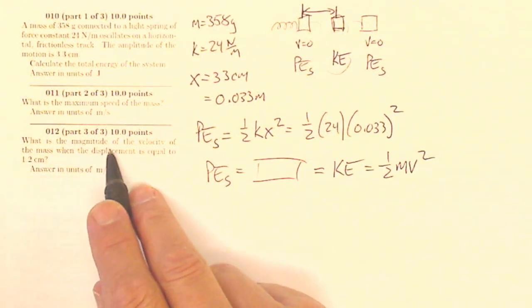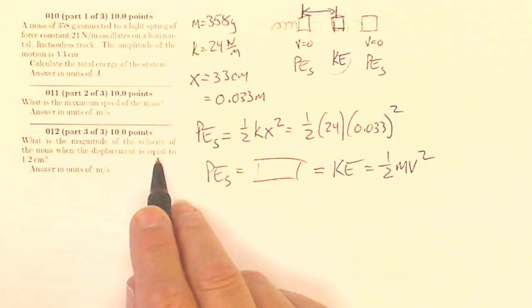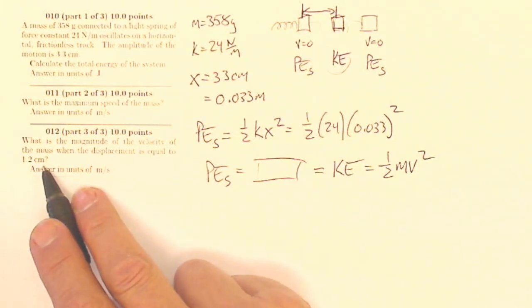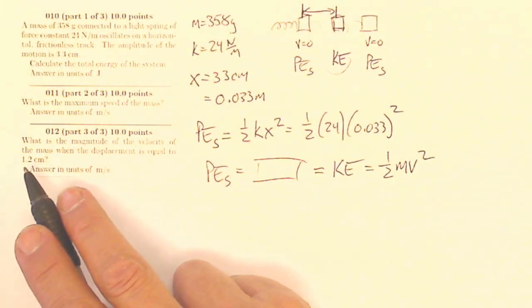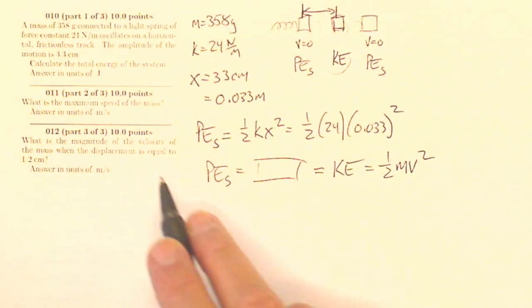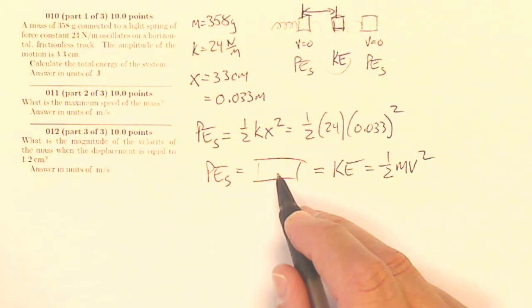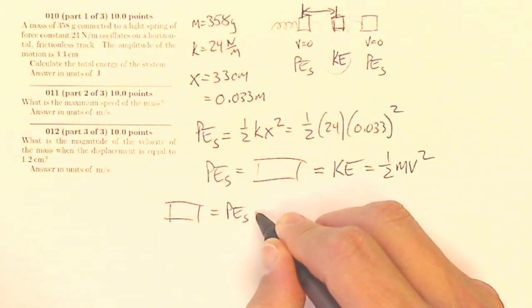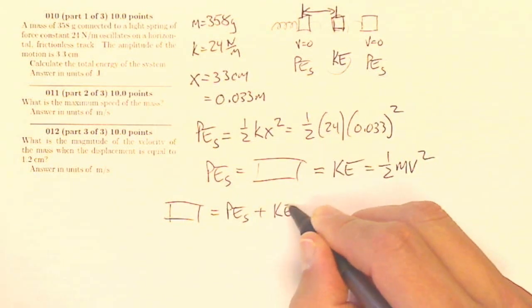Now it says, what is the magnitude of the velocity of the mass when the displacement is equal to 1.2 centimeters? Well, that's the displacement from rest, 1.2 centimeters. So now I want to find the velocity. Well, now I've got the same amount of energy, but now this same amount of energy is going to be some PE from the spring and some KE.